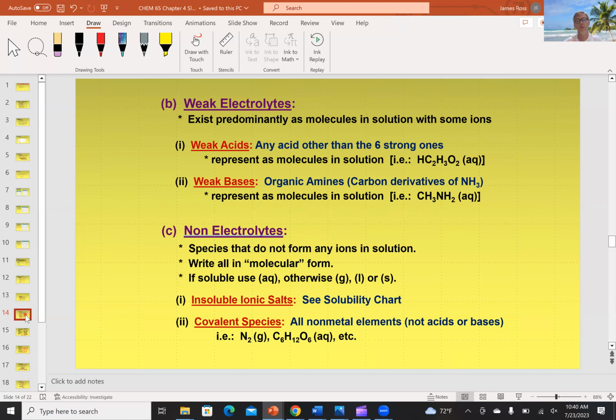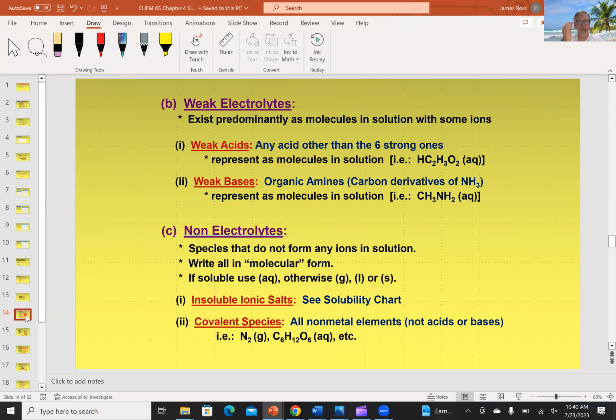On the other hand, weak electrolytes are any species that partially dissociate, and by partially we mean less than 50%. So they predominantly exist as molecules rather than free ions. So even though they can form ions to a limited extent, we represent them as molecules. Non-electrolytes are compounds that do not dissociate at all.